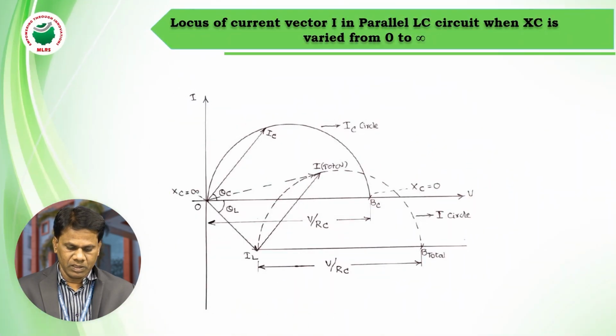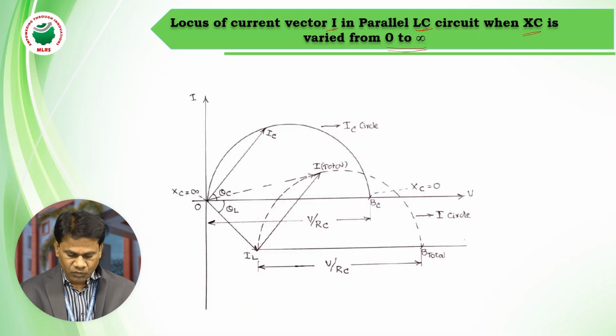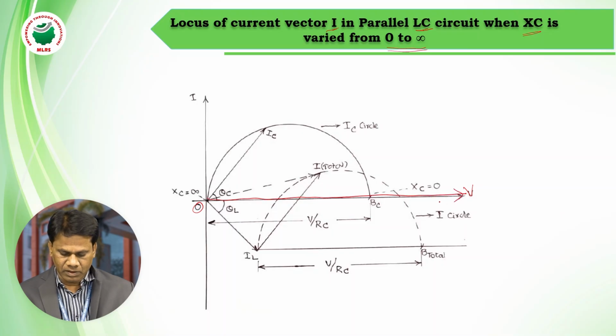So this is the locus of the current vector I in a parallel LC circuit when XC is varying from 0 to infinity. This is the complete locus diagram of the current vector I, the total current in a parallel LC circuit. Here, this is O, and V is the voltage vector I am considering.